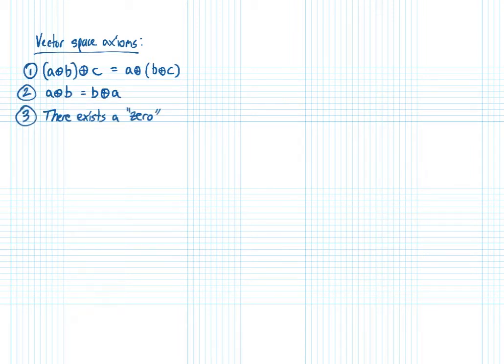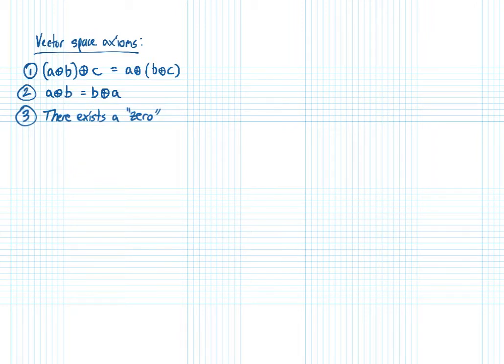This is the axiom that says that there exists a zero, but 0 doesn't have to be the thing that we normally think of as 0. 0 is defined by this axiom that says that when you add 0 to anything else, you get the same thing back.